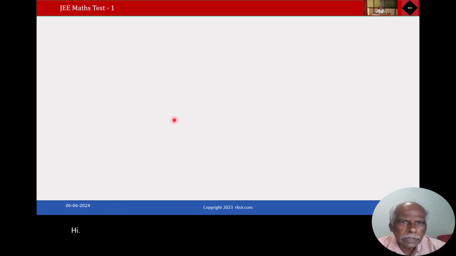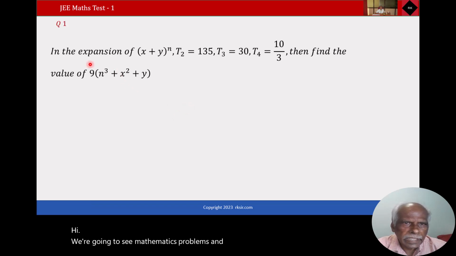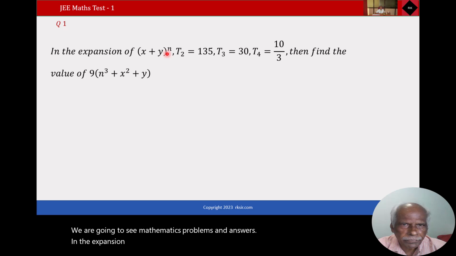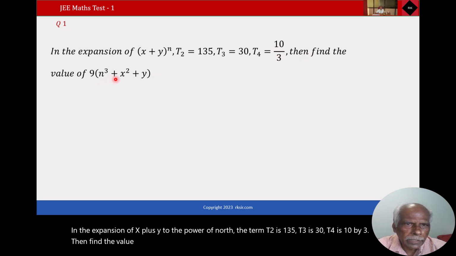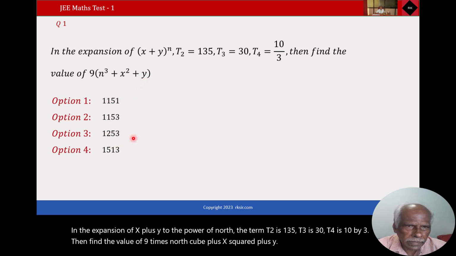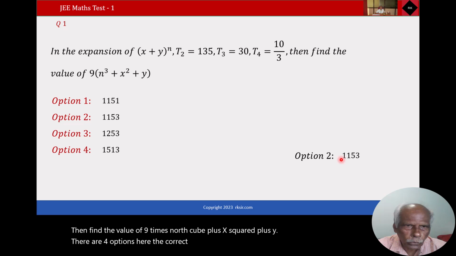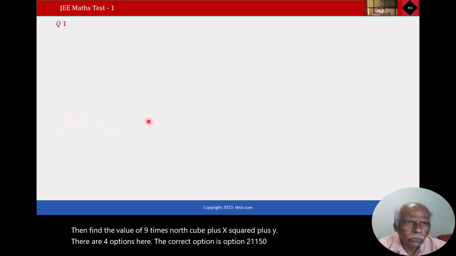We are going to see mathematics problems and answers. In the expansion of (x + y)^n, the term t2 is 135, t3 is 30, and t4 is 10/3. Then find the value of 9(n^3 + x^2 + y). There are 4 options here. The correct option is option 2, 1153. We will see how to do this.